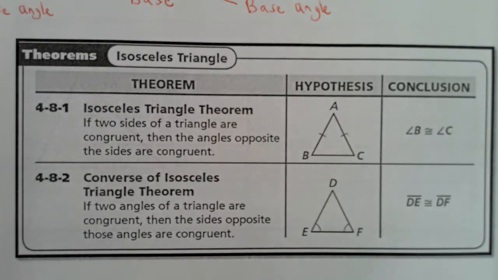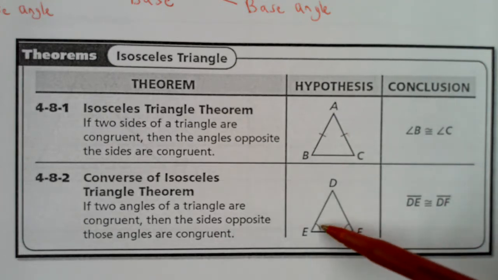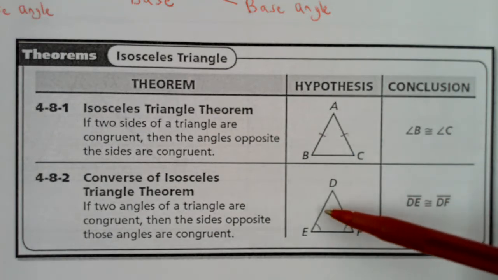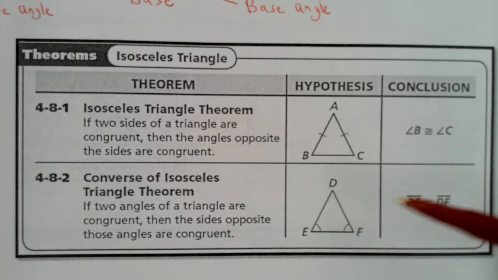And if you think back to Unit 2, we did converses. Converses are when you switch around the hypothesis and the conclusion. So the converse of the isosceles triangle theorem is also true. Here's the converse: if you know two angles of a triangle are congruent, then you can conclude that the sides opposite those angles are congruent. So if I knew that angle E was congruent to angle F, then I can conclude that segment DE is congruent to segment DF.